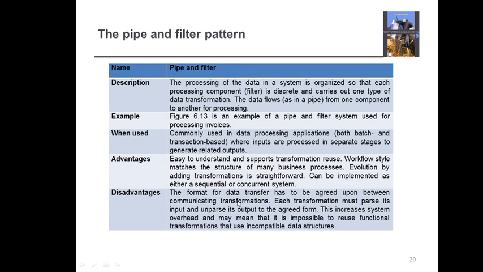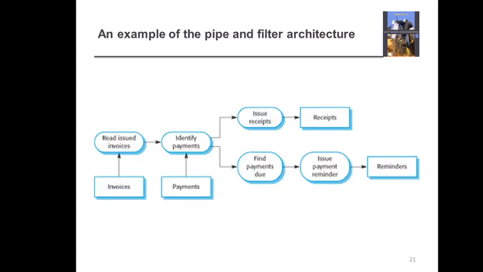Disadvantage: the format for data transfer has to be agreed upon between communicating transformations. You have to stick to one particular format, right? Each transformation must parse its input and pass its output in the agreed form. This increases system overhead and may mean that it is impossible to reuse functional transformations that use incompatible data structures. So the major thing is that they must be compatible in nature. If not, it increases the overhead and finally the complexity.